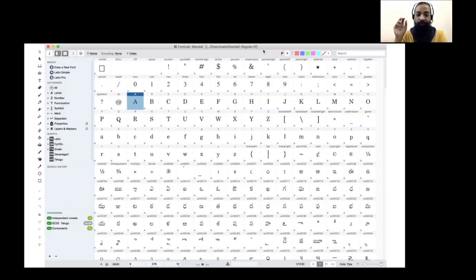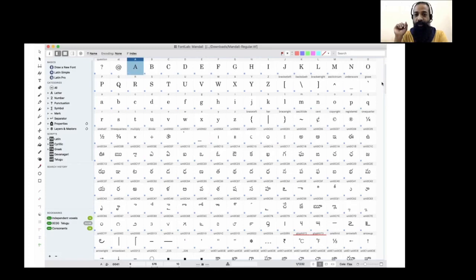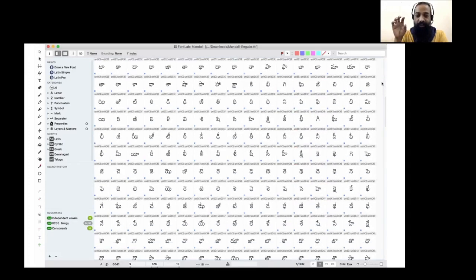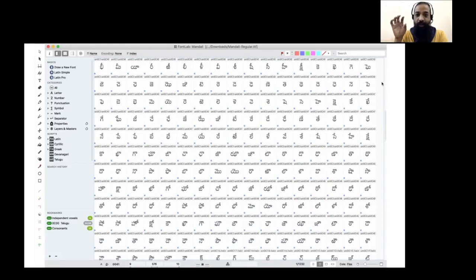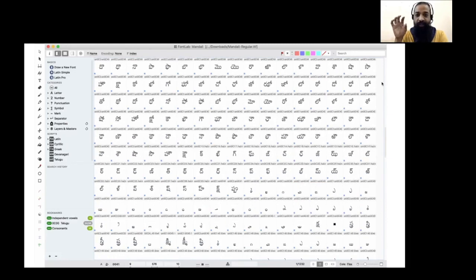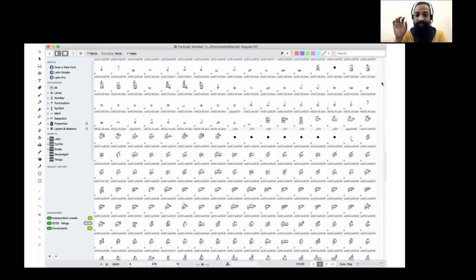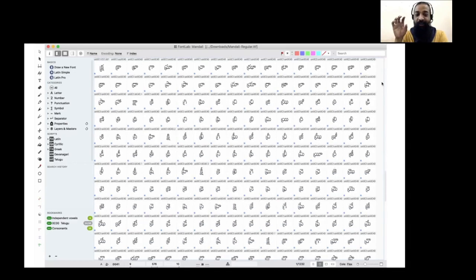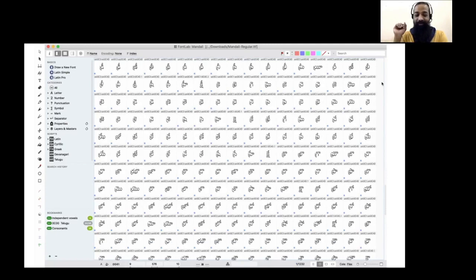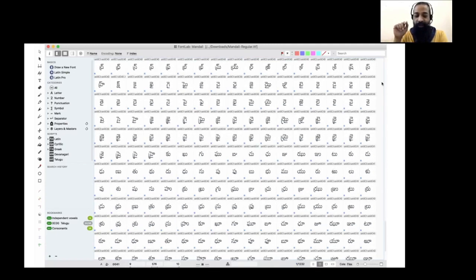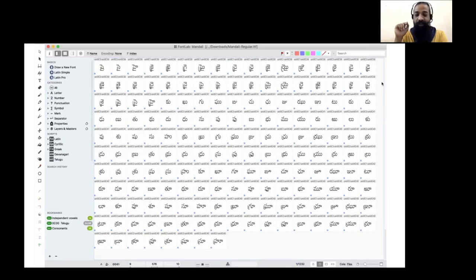Let me show you the open file of this Mandali typeface. As you can see, there are vowels, consonants, vowel diacritic marks, consonant diacritic marks, numerals, fractions, and not to forget the punctuation marks. There are 1232 glyphs in this particular typeface.